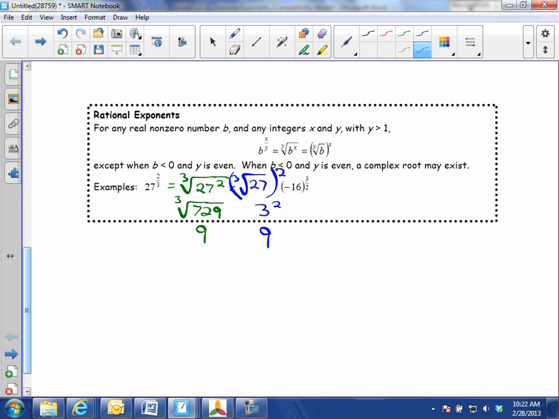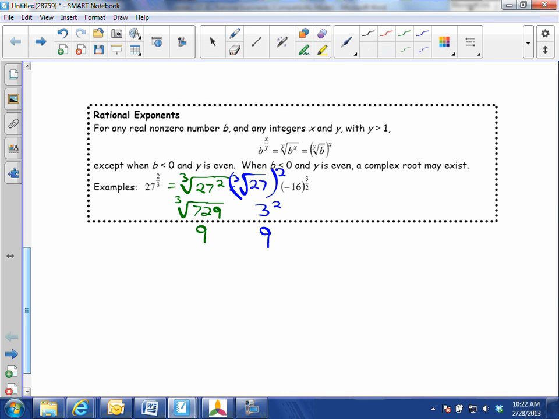You can do it either way. I'm just going to do the first thing, it's easier. Whichever way makes better sense to you, you come up with the same answer.